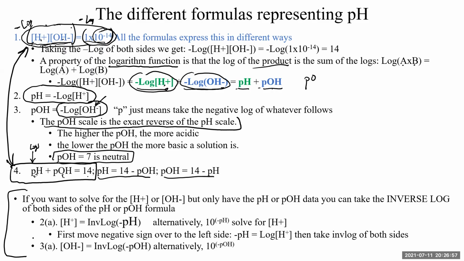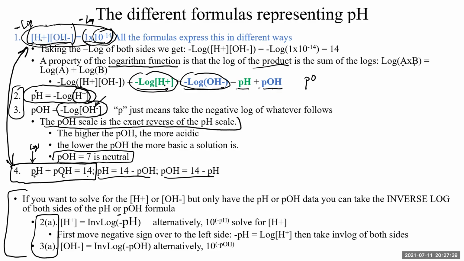Below, in equations 2A and 3, you're given pH or pOH, and you need to work your way backwards to the actual concentration of hydrogen ion or hydroxide ion. So for example, if I tell you this solution has a pH of 6.7, but you want to know what the concentration of hydrogen ions is in it, then you'll say, okay, I'll take the inverse log of negative 6.7, and that'll give me the concentration of hydrogen ions. These are not different formulas. These are the same formulas as 2 and 3. All we did was solve for a different variable.